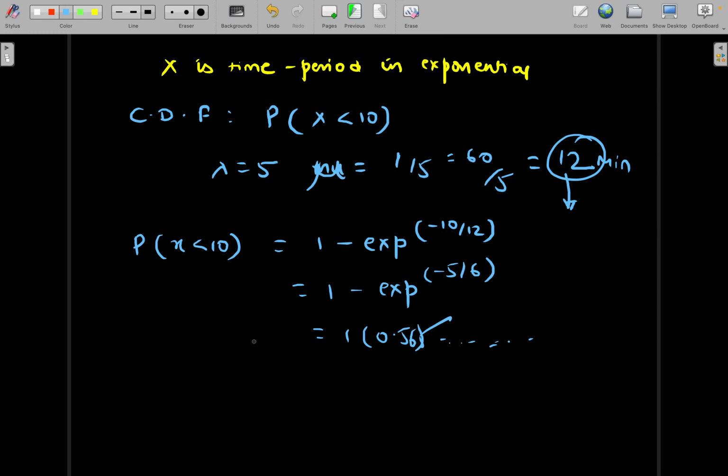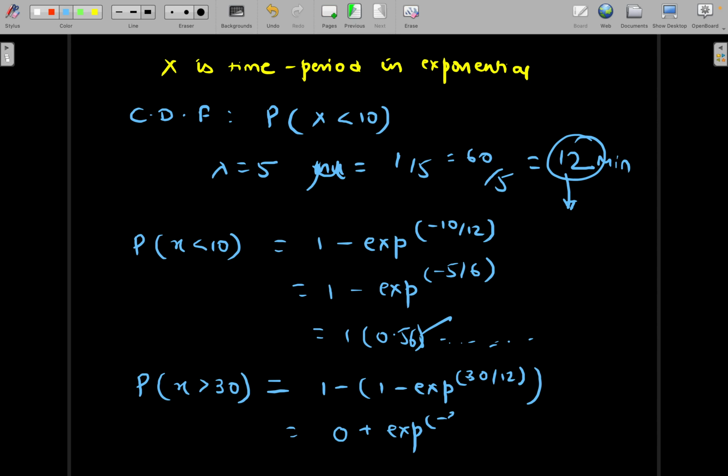Now this is the thing. Let's say I take the probability x greater than 30 minutes. What will happen? It will become 1 minus the CDF, that is e to the power minus 30 by 12, which comes to about 0.08, right? So what's happening here?